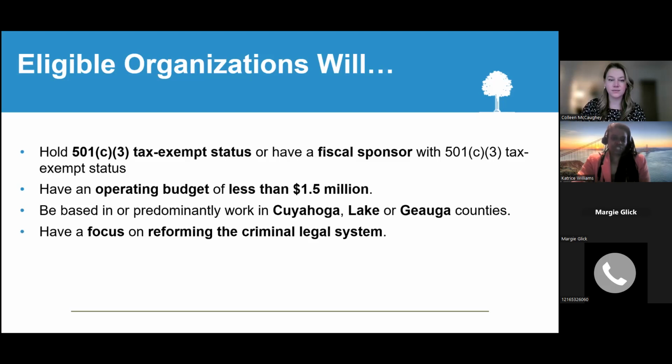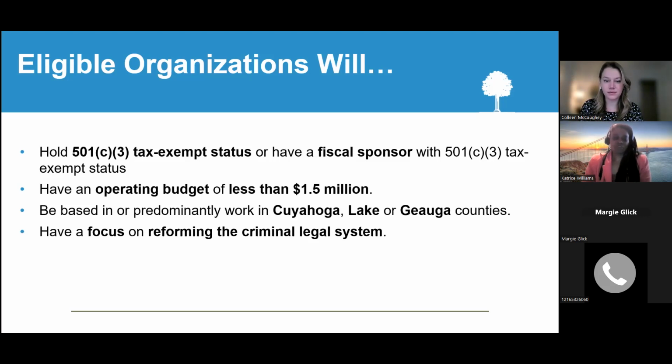And so again, just the eligibility criteria. At the foundation, we can only give to a 501(c)(3) tax exempt status. If you don't have that status, you will need to find a fiscal sponsor who has that. Whatever the relationship is between you and your fiscal sponsor, provide them with the information so that they can fill out the application and submit it by the May 5th deadline.